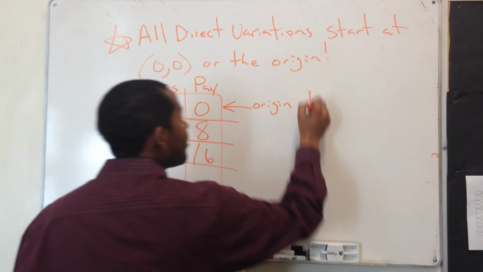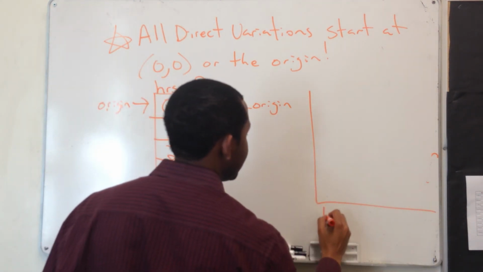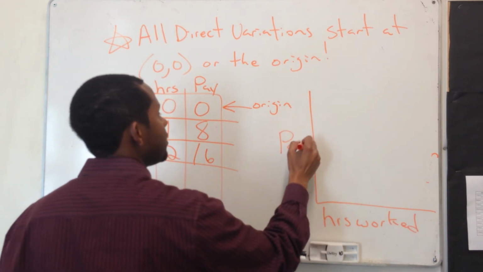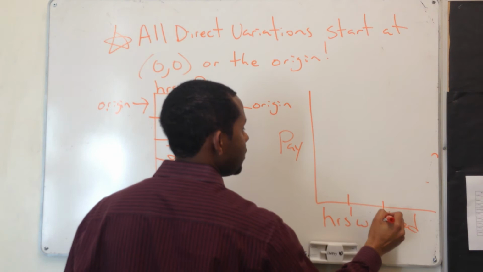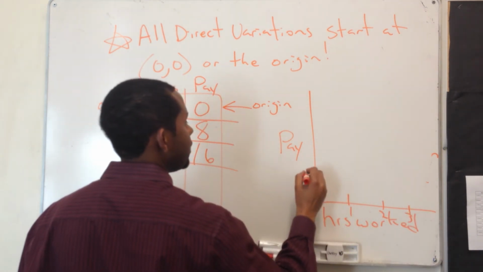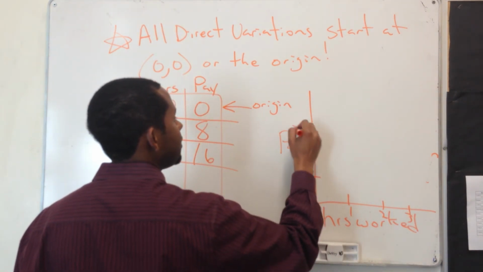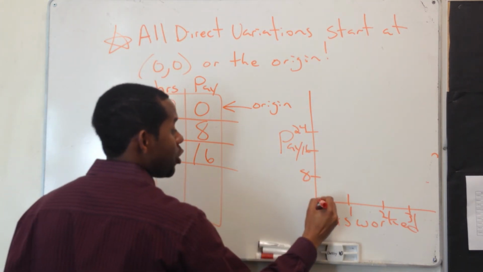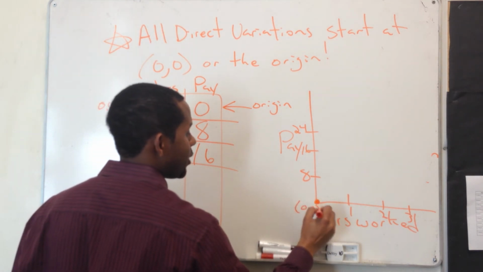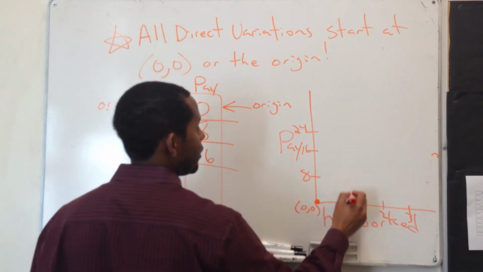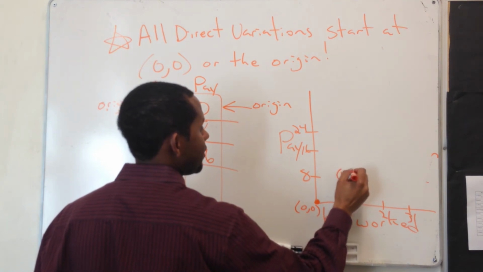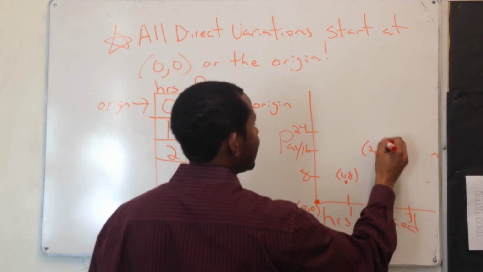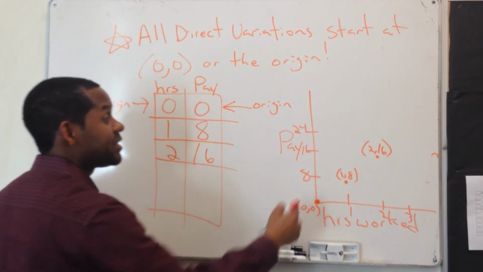Origin, okay? If I was to graph this, right? Hours worked compared to pay. 1, 2, 3, 8, 16, 24. There's 0. I work no hours, no pay. There's the point 0, 0, right there. Then I get 1 hour, $8 of pay. There's 1, 8. 2 hours, $16 of pay. Okay? Gotta have 0, 0.